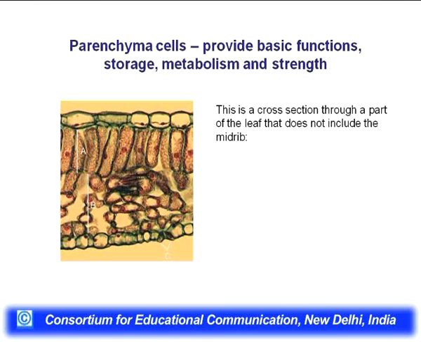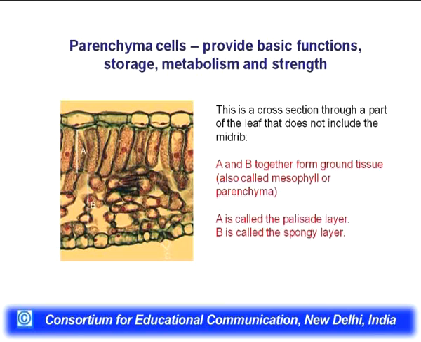Like Parenchyma, they provide storage, metabolism and strength. So, Parenchyma does a very important job for the plant. If you think storage, metabolism and strength, they are the three most important functions of a plant, and that is carried out by the Parenchyma cell. So, you can see here, this is the cross section of a leaf. In this leaf cross section, you will find most of the cells are Parenchyma cells, and you know they carry very important jobs like photosynthesis, respiration and so on.